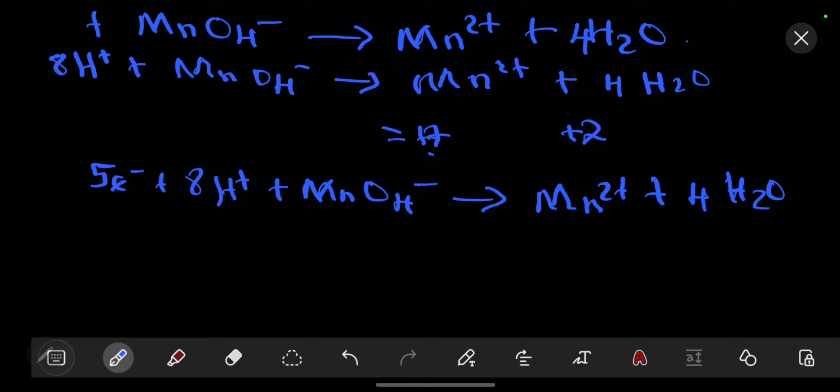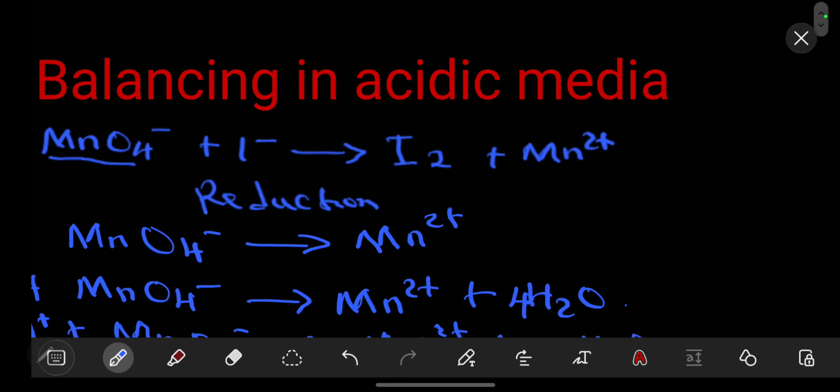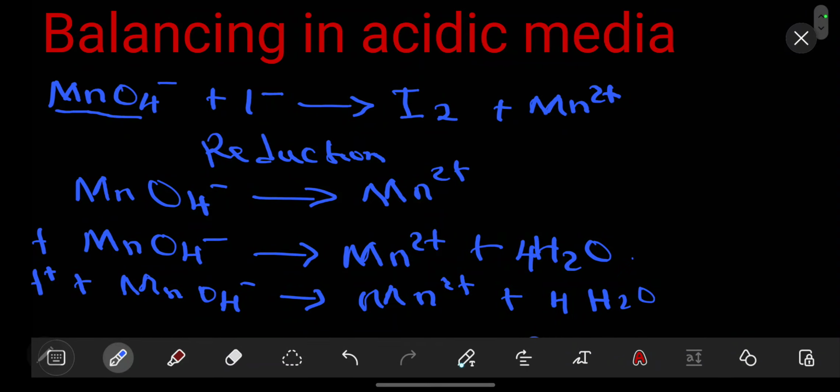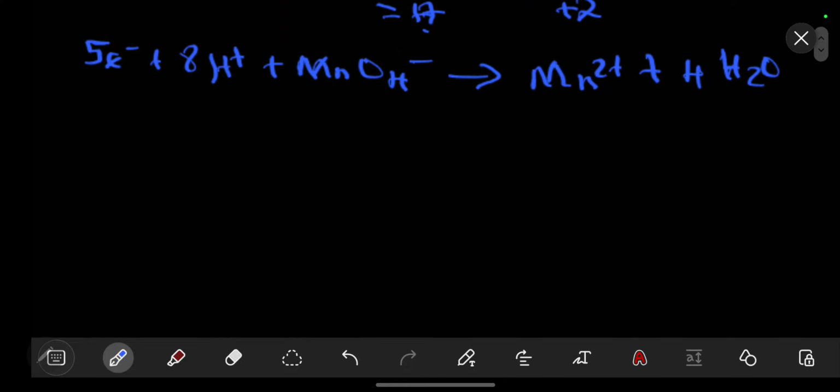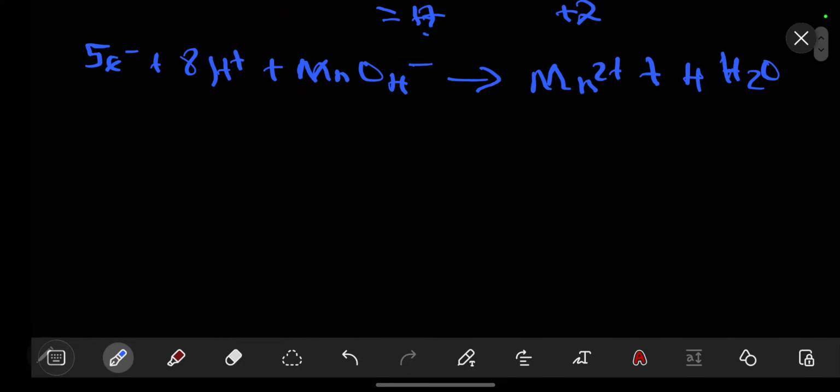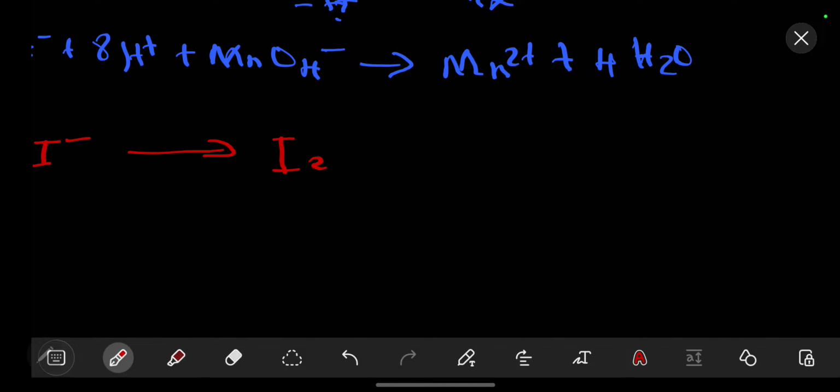So the next step is for us to look at the iodine. How do we balance it? So if one is reduction, the other one should be oxidation. So let's write that one. So the next equation is iodide will be able to become iodine. So if one was reduction, automatically this one will be oxidation.